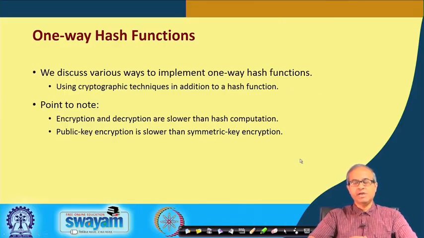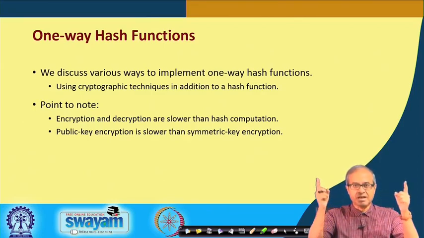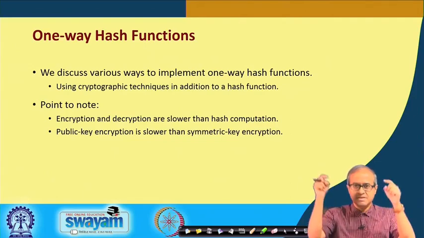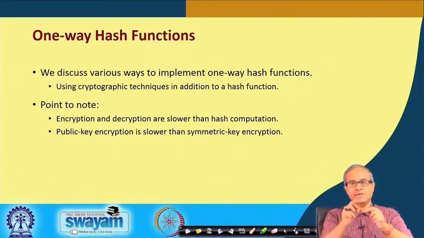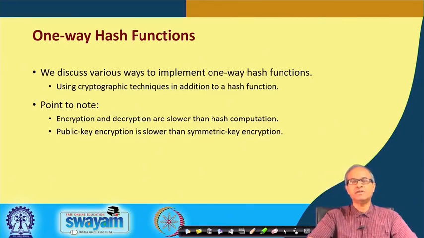Well, talking about one way hash function, if you recall, we mentioned because a hash function maps a larger set into a smaller set, there is a many to one mapping. You cannot have a unique reverse mapping from the hash value to the message. That is why we call it a one way hash function.